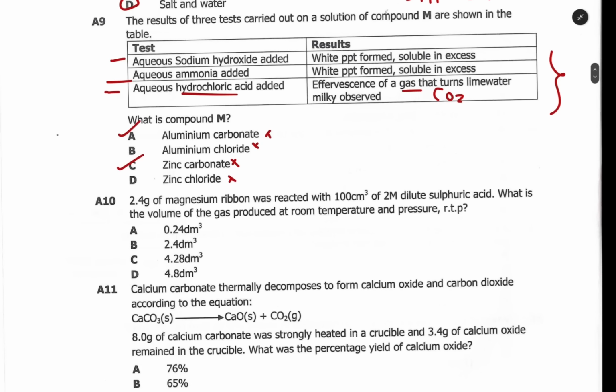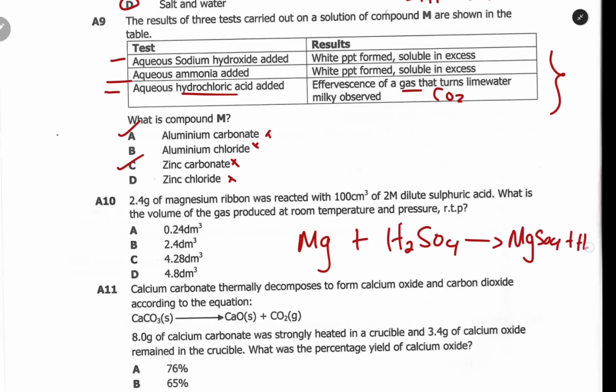So this question, get to answer it. Let us go to question 10. 2.4 gram of magnesium ribbon reacted with 2 moles of dilute sulfuric acid. So this is a metal and an acid. What is formed is a salt, magnesium sulfate, plus hydrogen gas. Then they are saying, what is the volume of the gas produced at room temperature and pressure?